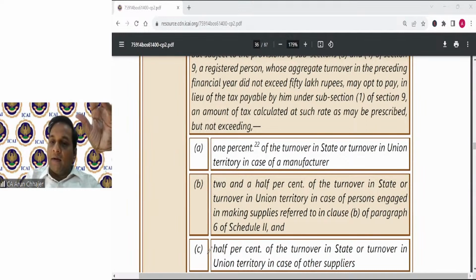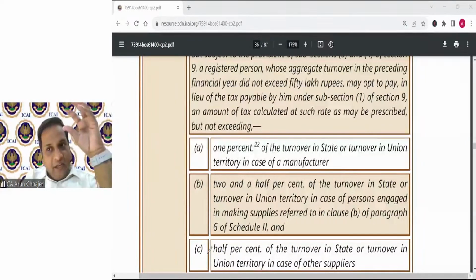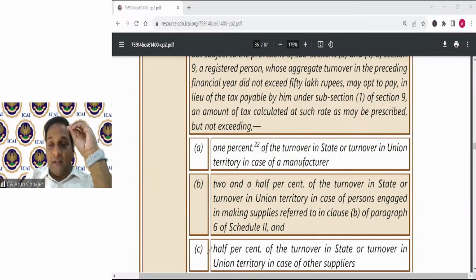Absolutely correct. For a trader of goods and for a manufacturer of goods, it is 1%. 1% is the total amount. It means 0.5% CGST and 0.5% SGST. For a restaurant, it is 2.5% CGST and 2.5% SGST.